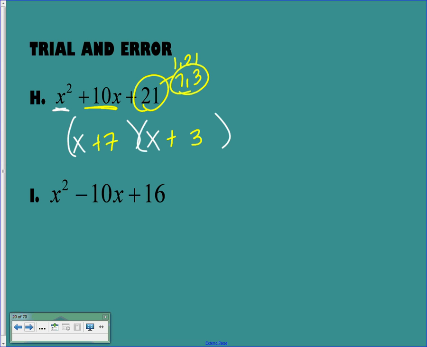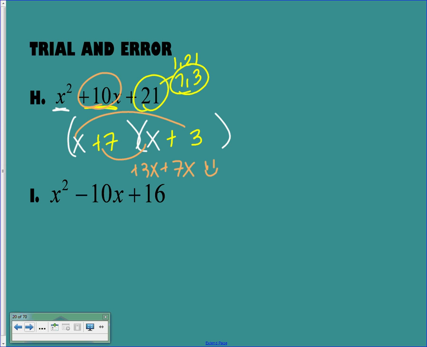Now I'm just going to check, because I think that's a good habit you should get into. I said check the outsides and the insides. So the outsides here give me 3x and the insides give me 7x. 3x and 7x is the 10x I'm looking for, so I'm good to go. I'll even make a smiley face so we know we checked it.